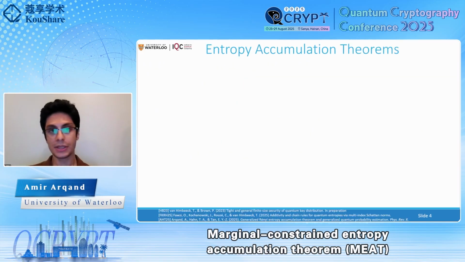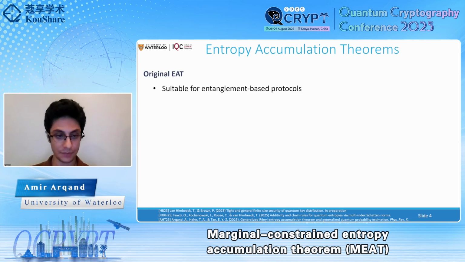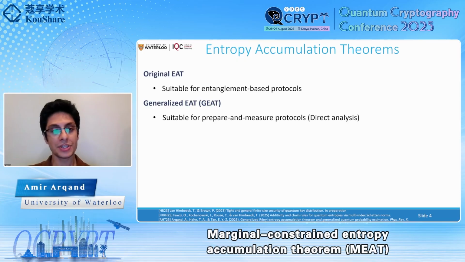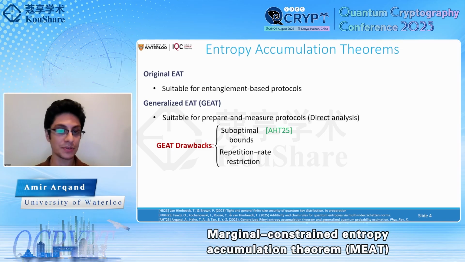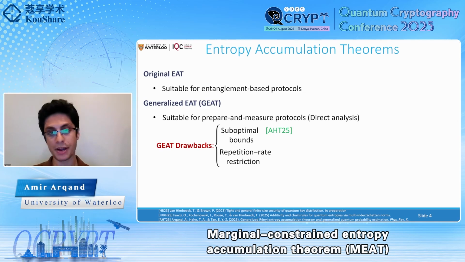Okay, now moving on to the zoo of entropy accumulation theorems. We begin with the original EAT, which was suitable for entanglement-based protocols in the device-dependent case. Later on, it was generalized to the GEAT framework, which was designed for analyzing prepare-and-measure protocols. However, there were two main drawbacks with that framework. The first was that the bounds obtained within it were suboptimal. And the second was that it suffers from a restriction that we termed the repetition rate restriction, which limits the applicability of the framework in practical scenarios.